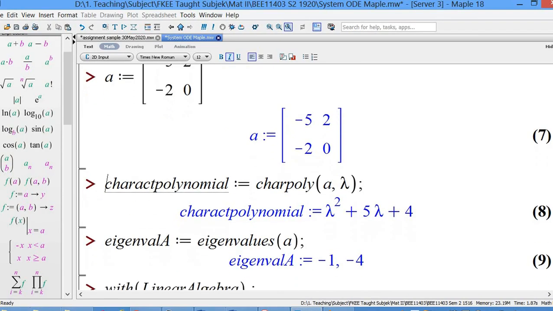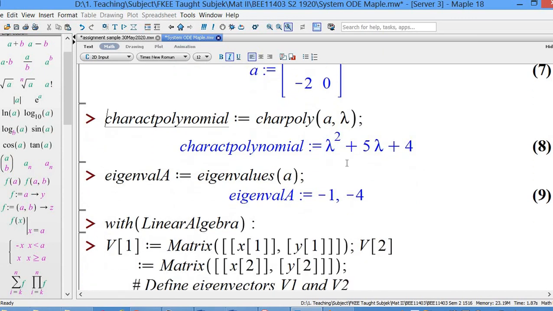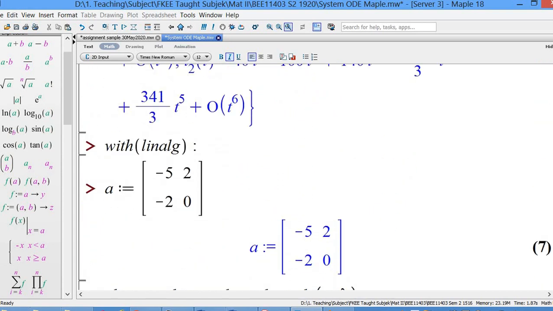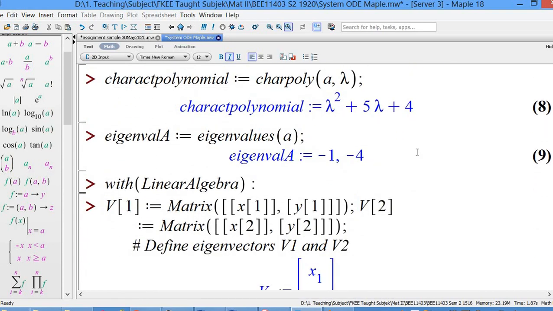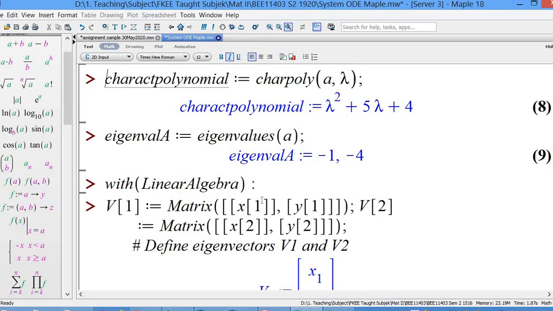And then, after we get the characteristic polynomial, we solve for the eigenvalues. We call the eigenvalue function from the LinearAlgebra package. We obtain -1 and -4. Manually, solving this quadratic equation, we get lambda 1 is -4, lambda 2 is -1. This is here.